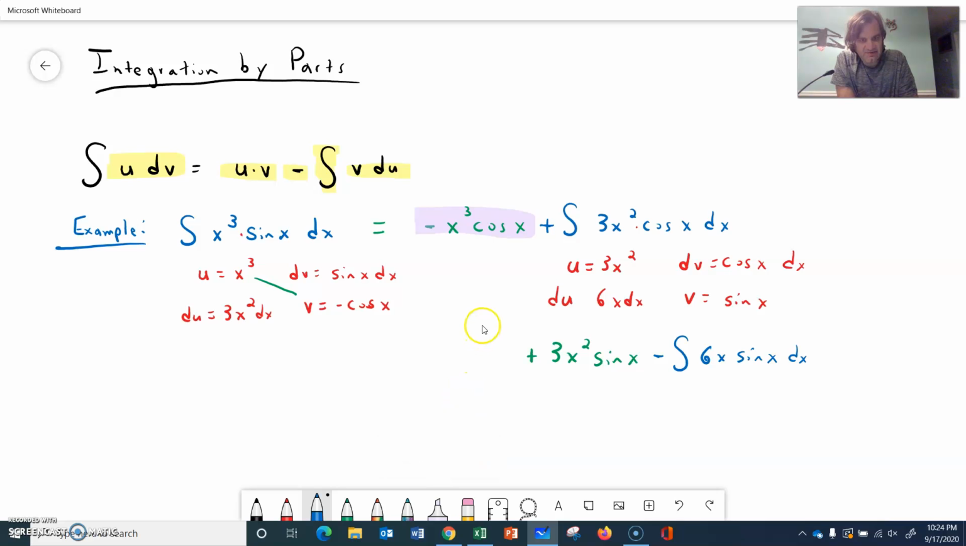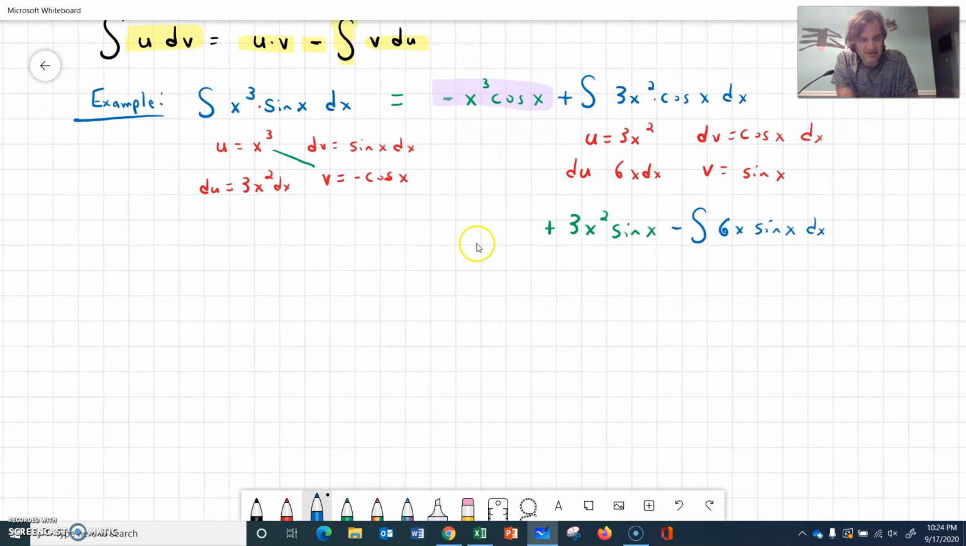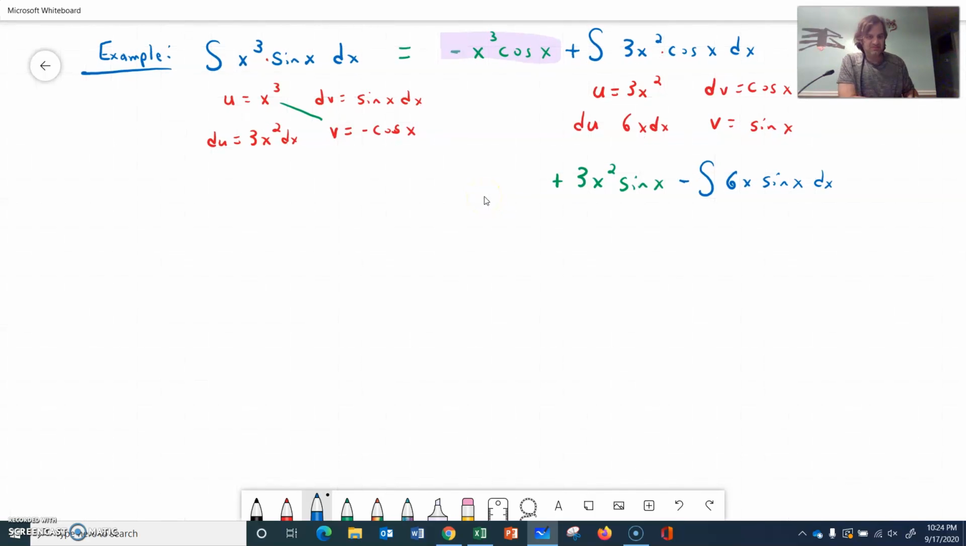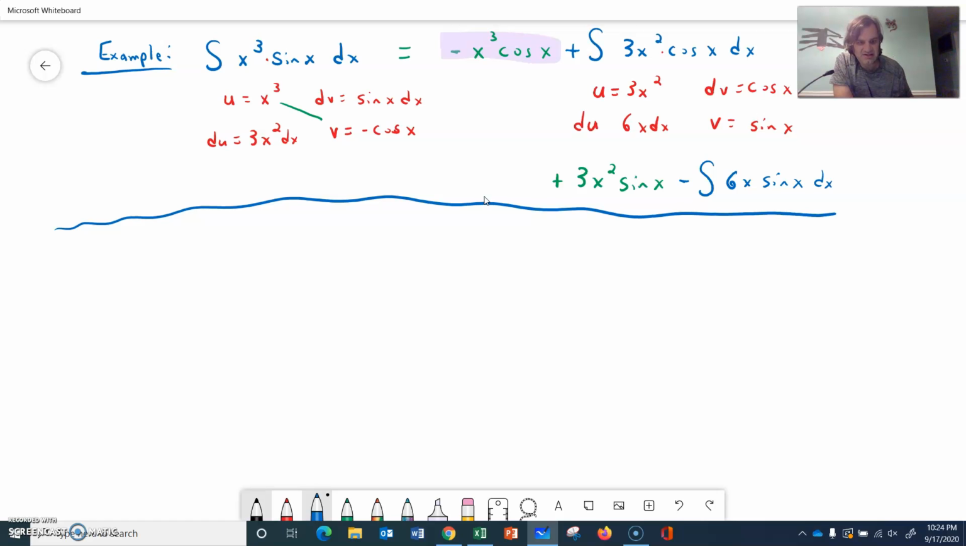So let me show you how tabular integration works, and maybe you can compare it with what we've already got. Let's write down what we've got. We want to take the integral of x cubed times the sine of x dx. I'm still going to decide in the beginning what my u should be and what my dv should be. For my u I will use x cubed, and for my dv I will use the sine of x dx.